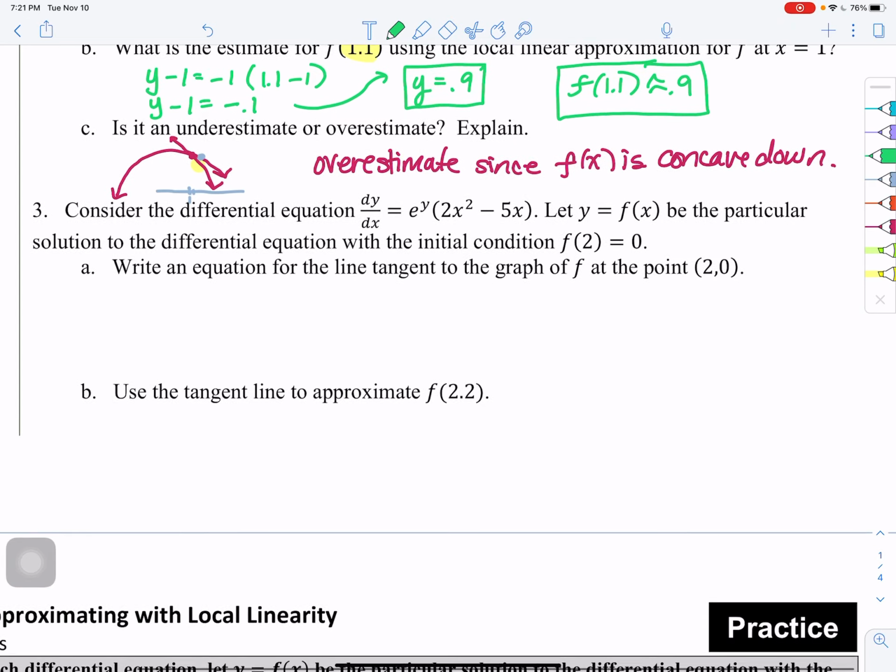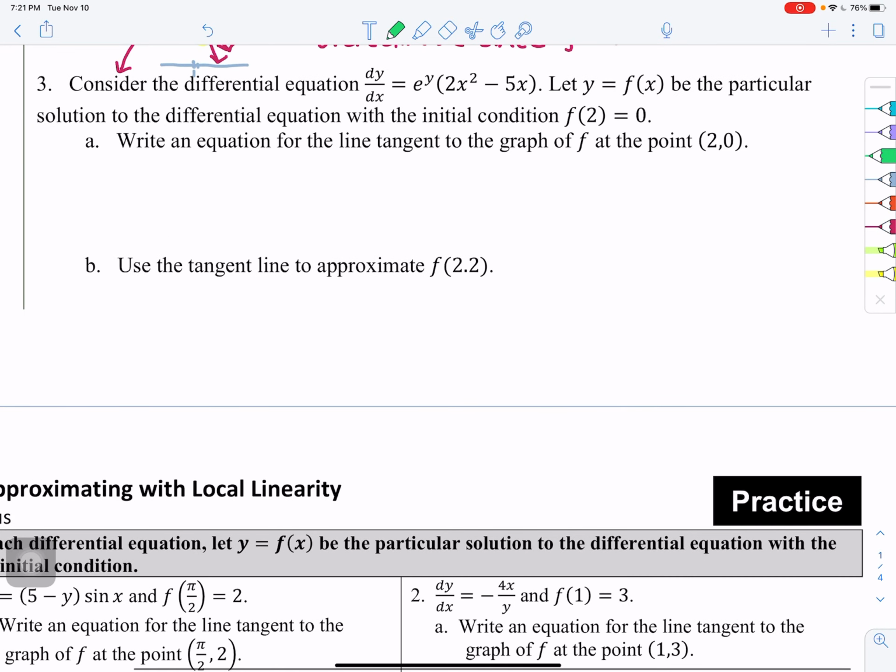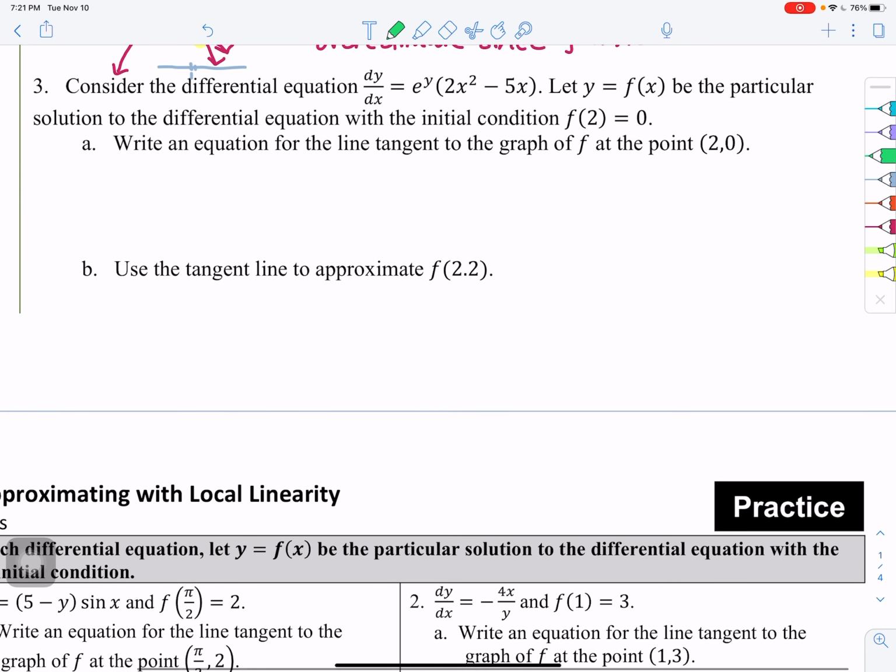Okay. Let's look at number 3. Now, I don't want number 3 to bother you. We are going to just immerse you in this. They're giving us a differential equation. Why is it called a differential equation? Because it's an equation with a derivative in it. That's all it is.